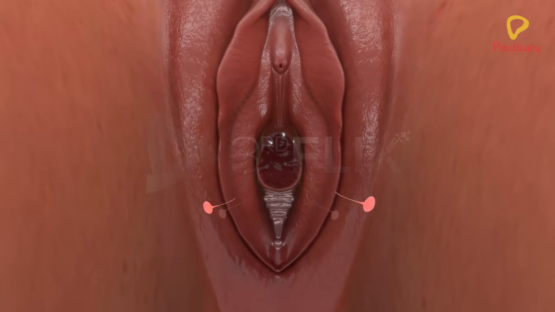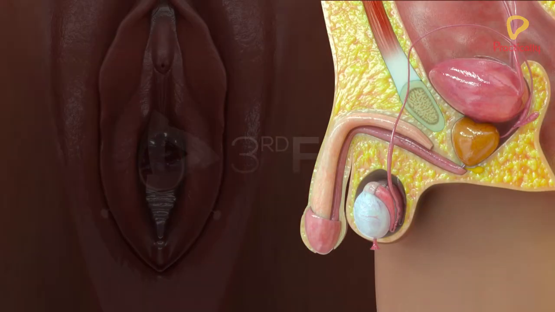They are situated one on each side of the vaginal orifice. They secrete a viscous fluid that lubricates the vagina. They are homologous to the bulbourethral glands or Cowper's glands of male.